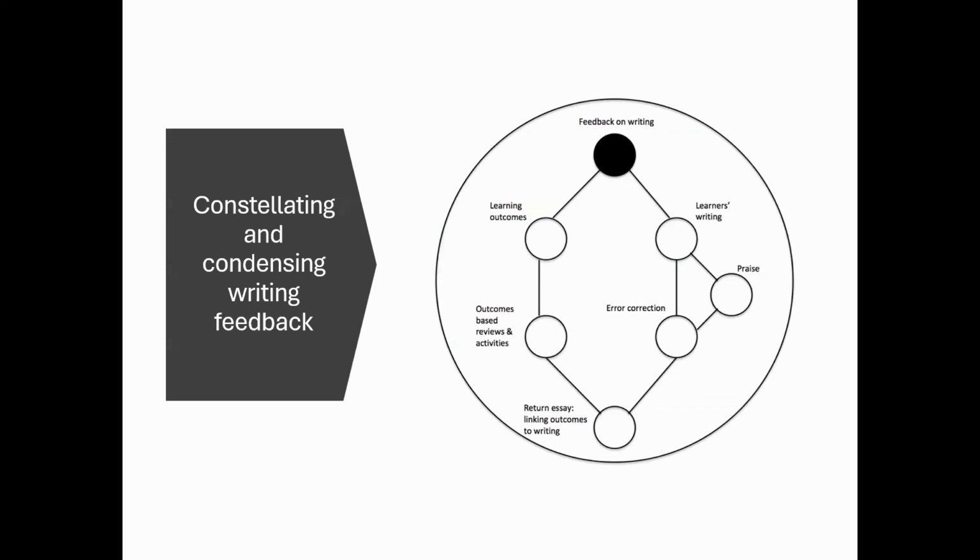So a bit of a summary of what we've covered so far. With the feedback on writing, we could maybe break this up into working on the learning outcomes, what we're aiming for, what we want the students to be able to do and achieve at the end, but also what the learners are actually producing, what they're writing. And the 4 teachers in the study gave praise, but also identified work for the students to do.